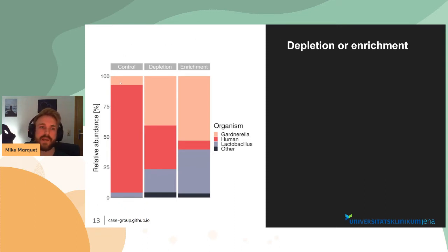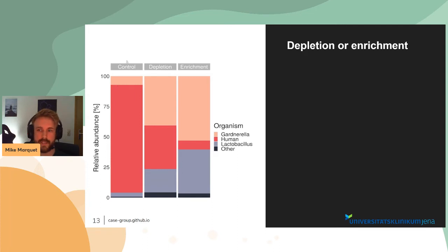First, we did a control experiment, so without adaptive sampling or any special sample preparation. On the y-axis, you see the relative abundance of some organisms: Gardnerella, human, lactobacillus, and other bacteria. The control basically gives us the ground truth of the experiment.